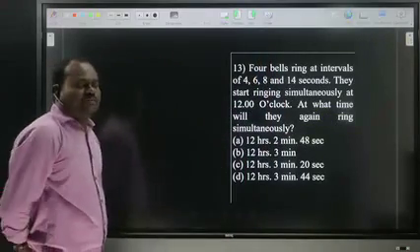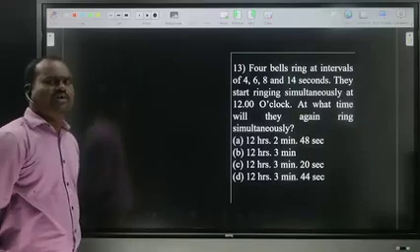Observe the 13th problem. What is this? It is a problem we learned in school maths also.